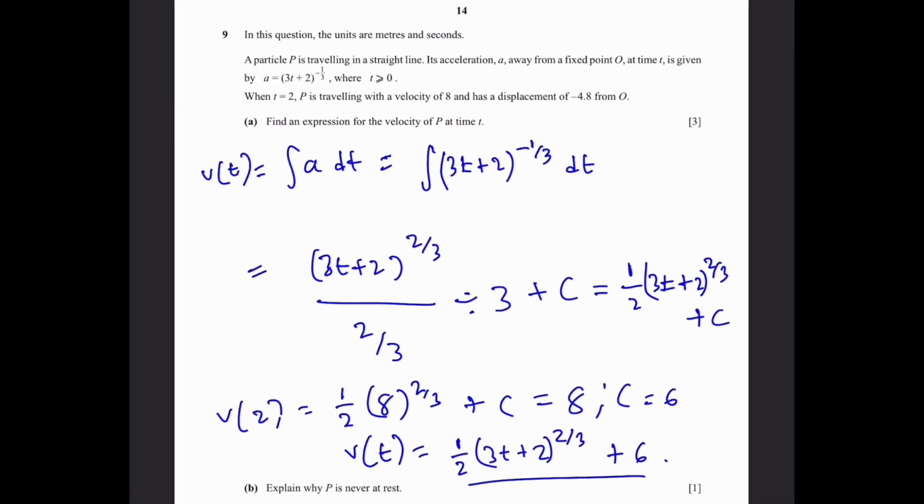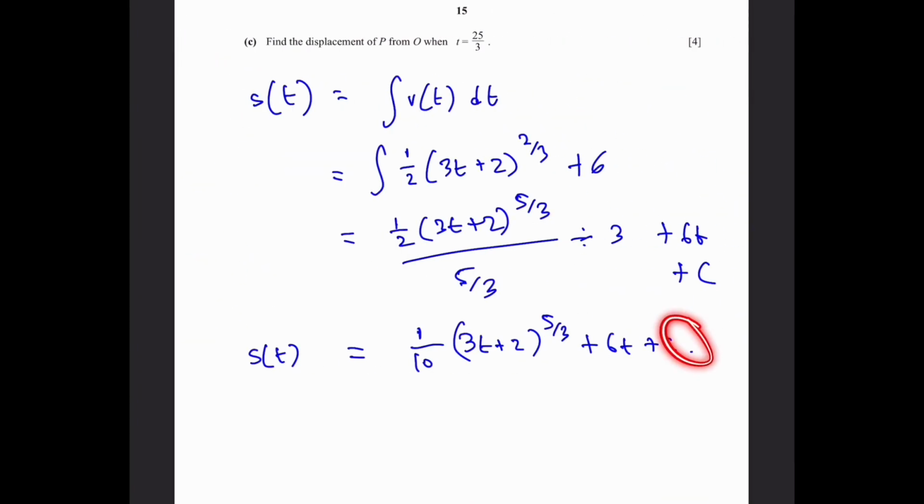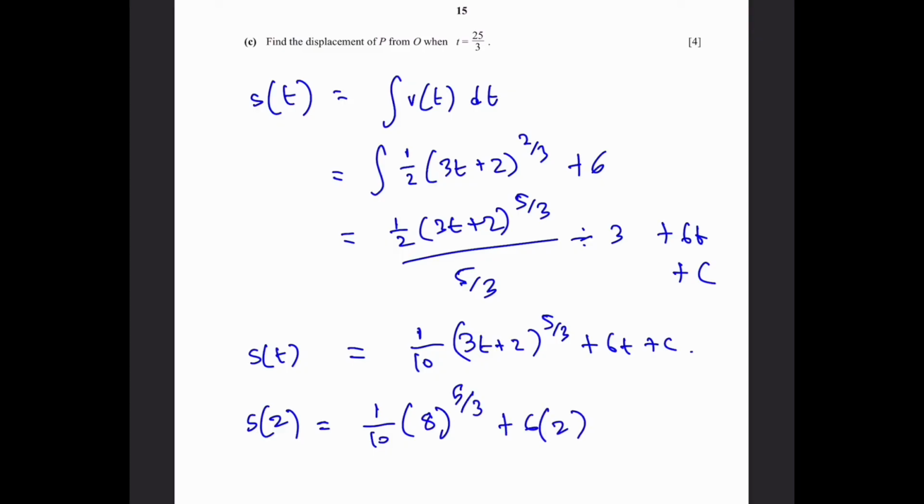Now using the information that it has a displacement of -4.8 from O when t is equal to 2, we can find out what this value of c is. So when s of 2 is equal to 1/10 times (3 times 2 plus 2, which is just 8) to the power of 5/3, plus 6 times 2 plus c, that equals -4.8.